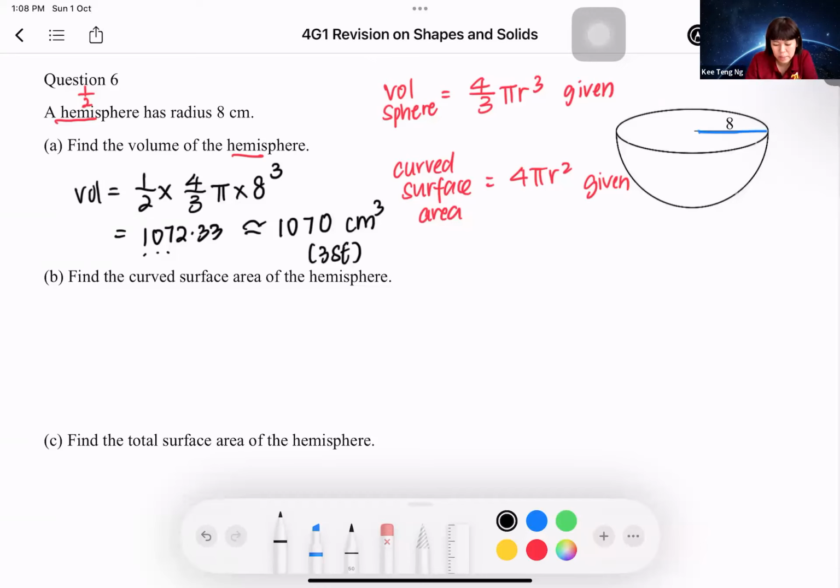Okay, next one, find the curved surface area of the hemisphere. The curved surface area of the hemisphere is this portion, right? This curve. They give us that the whole sphere is 4 pi r squared. It's a hemisphere, so we need to take half, so half times 4 pi r squared. R will be the radius, 8 squared.